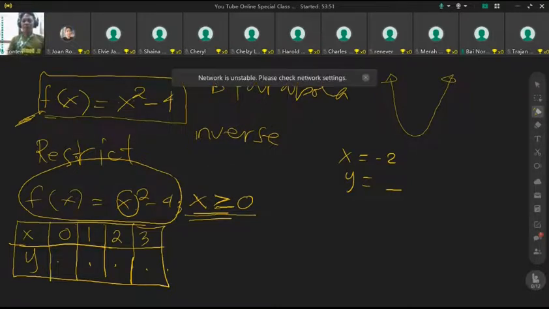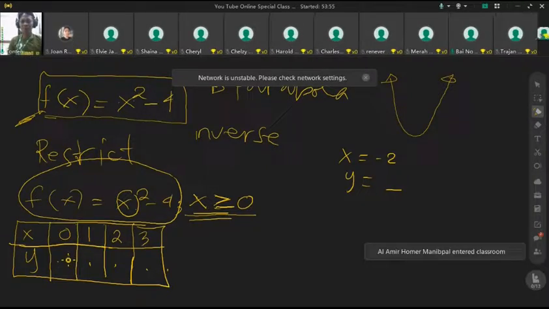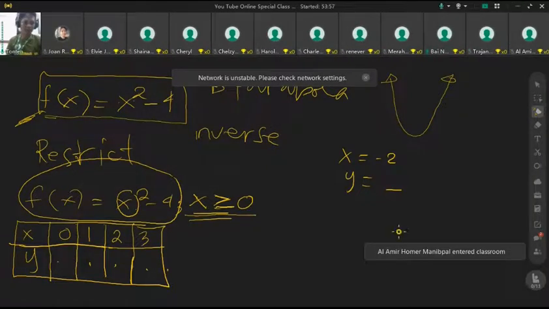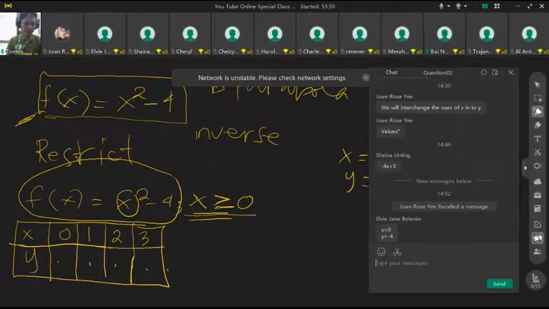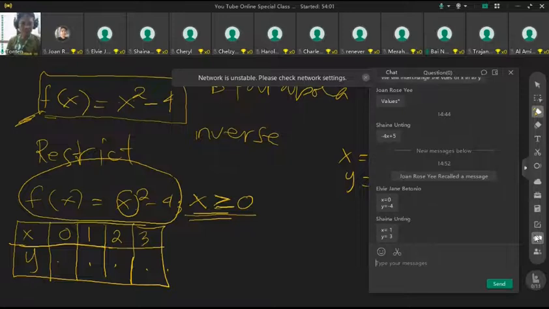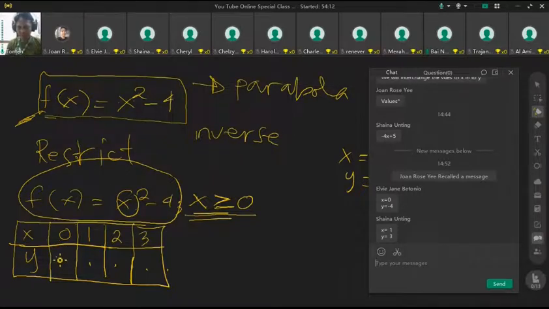If x is 0, our y is, tingnan ko na yung chat box. X is 0, y is negative 4. Correct. LB, Bitonio. Ano ba yung section mo, LB? Negative 4.